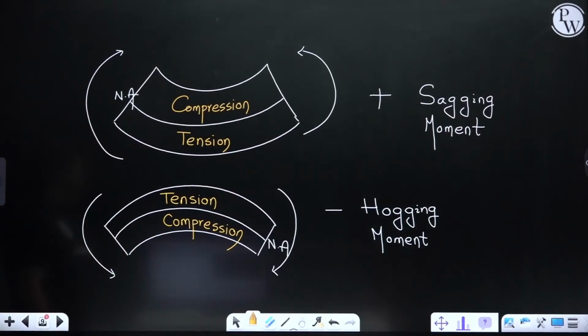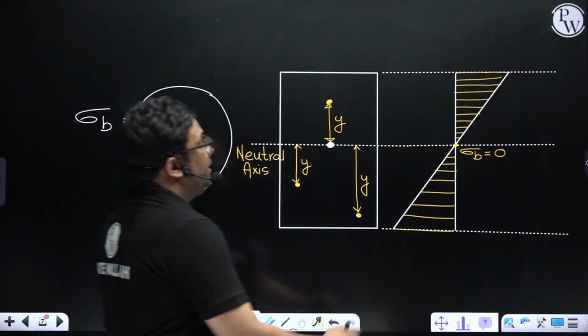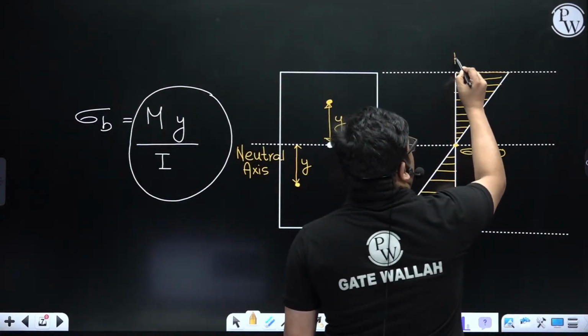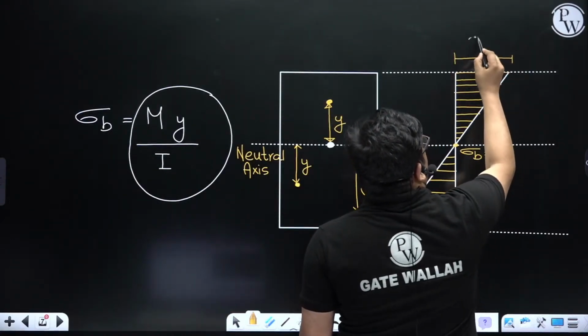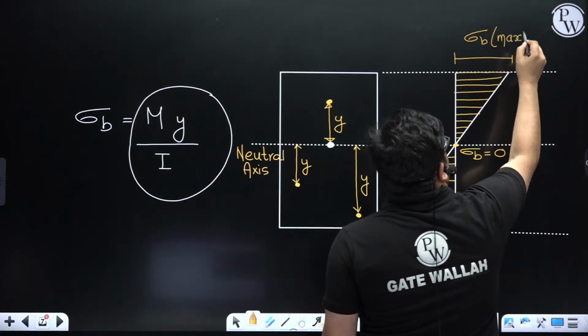So the equation is the same; just whether it is tension or compression is decided by whether it is a sagging or hogging moment, and also whether it is below the neutral axis or above. The equation is the same, and this is the distribution. And here we saw that we get the maximum value of bending stress at the extreme fiber.